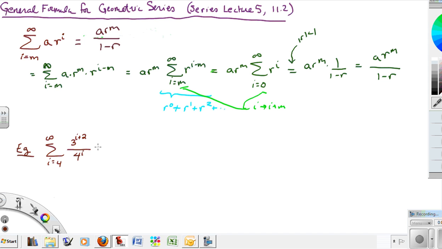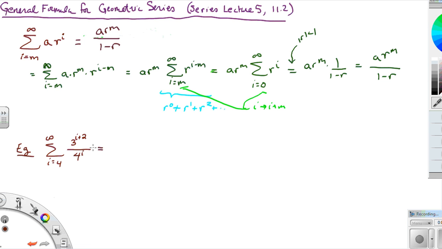So let's look at this example down here. Again, just like before, I'm going to rewrite that. I'm going to try and get it in the same exponent. So the same exponent is going to be to the i. So I get the sum from i equals 4 to infinity. That 3 to the i plus 2, I'm going to rewrite as 3 squared times 3 to the i over 4 to the i. Now the 3 squared, which of course is just 9, can be brought out. And I get 9. And 3 to the i over 4 to the i is what? That's 3/4 to the i. So this is exactly the situation we have above.